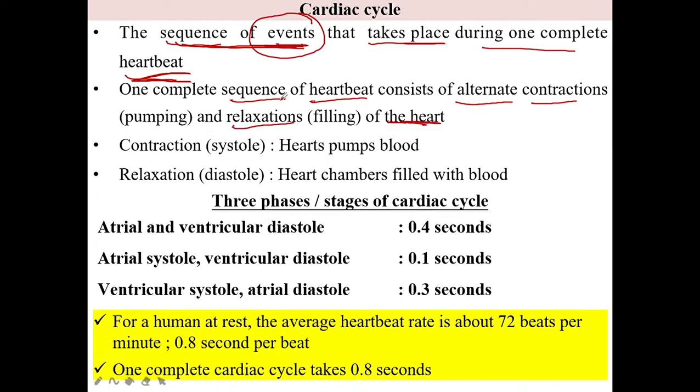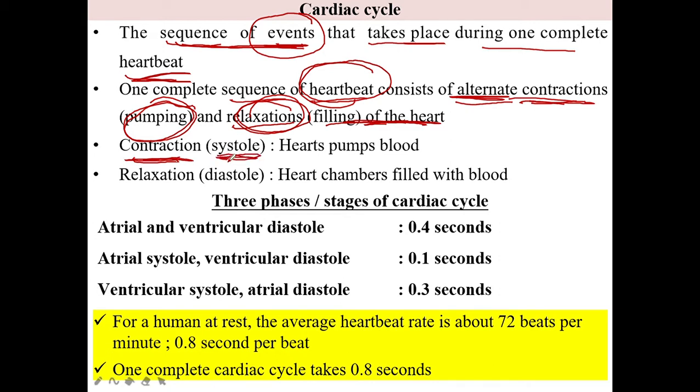Okay, so dalam satu complete sequence of heartbeat ni, dia consist of alternate, so dorang bersilih ganti, contraction. Waktu contraction akan berlaku pumping of blood, and relaxation. So waktu relaxation akan berlaku filling of the heart with blood. Contraction kamu akan nampak nama lainnya systole. Systole tu maksudnya contraction lah. So waktu heart chambers undergo contraction, heart akan pump blood. Waktu dia undergo relaxation, diastole, heart chambers akan fill with blood.